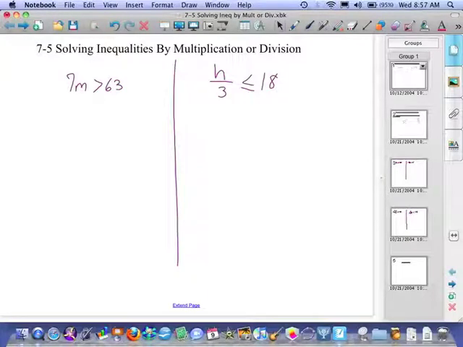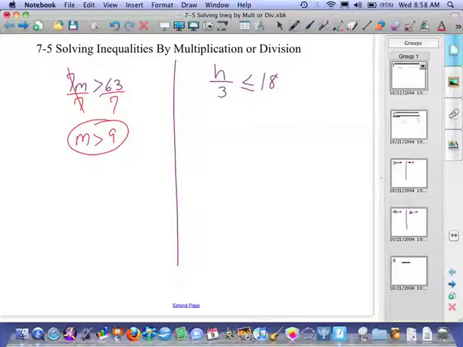This is lesson 7-5, solving inequalities by multiplication and division. There's going to be some changes in this, but we'll start off with some rather easy equations. The first one, we have 7 times m is greater than 63. That's just multiplication, so we're going to divide both sides by 7. Because you're such advanced math students, what's going to happen to the 7s on the left? They cancel each other out, and we find that m is greater than 9.